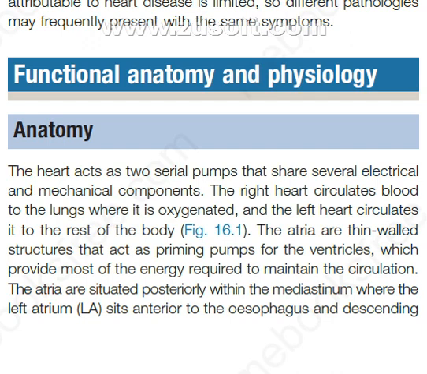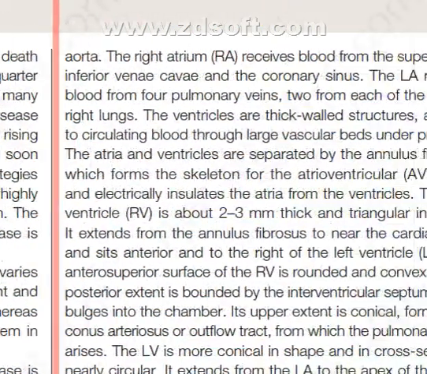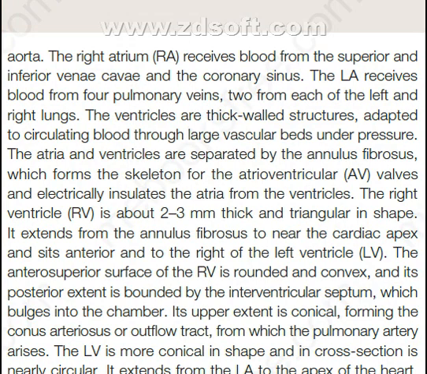The atria are situated posteriorly within the mediastinum, where the left atrium sits anterior to the esophagus and descending aorta. The right atrium receives blood from the superior and inferior vena cava and the coronary sinus. The left atrium receives blood from four pulmonary veins, two from each of the left and right lungs. The ventricles are thick-walled structures adapted to circulating blood through large vascular beds under pressure. The atria and ventricles are separated by the annulus fibrosus, which forms the skeleton for the atrioventricular valves and electrically insulates the atria from the ventricles.